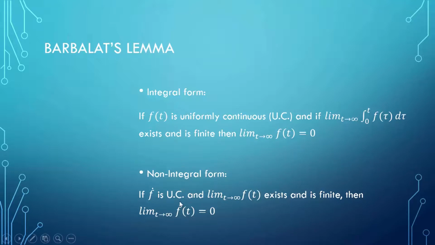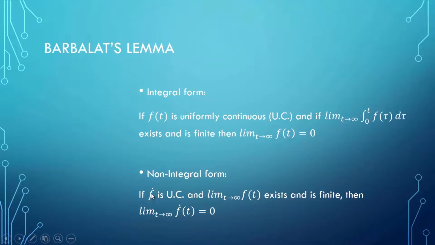So now look at this. The second version is the non-integral form. There is no integral. In other words, you take the time derivative of f, which is f dot. Take the time derivative of this integral, you get f here. The second one is similar: you take a time derivative of this part, then you get this part. So it's called the non-integral form.